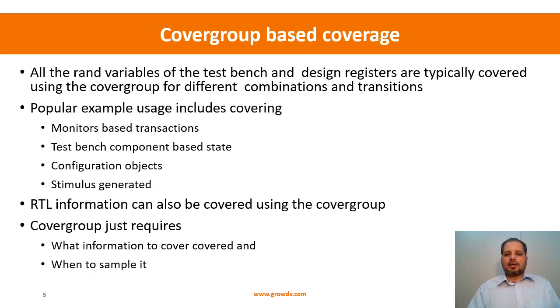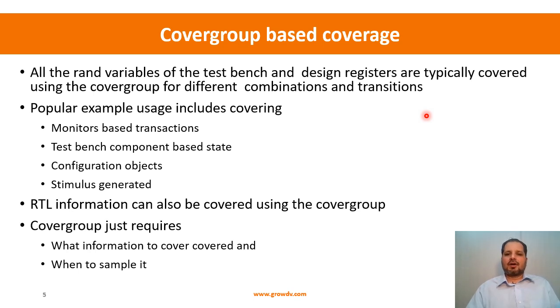So let's look at which areas use the cover group construct and which areas generally use property based functional coverage. Any rand variable that you have in your test bench and the design registers, because design registers typically get modeled using the RAL in UVM, so even those are covered using functional coverage for different combinations and transitions.